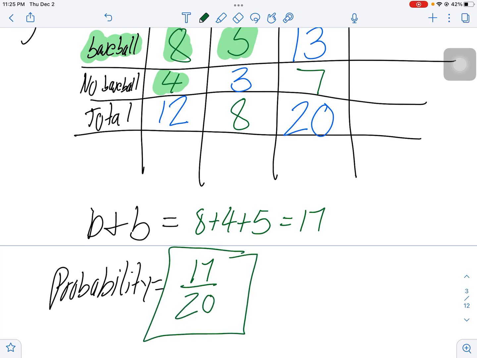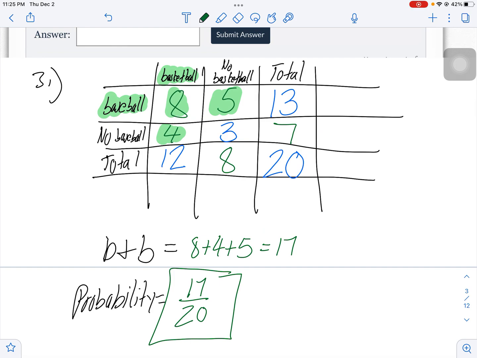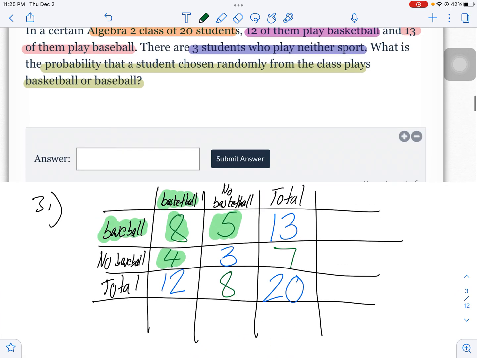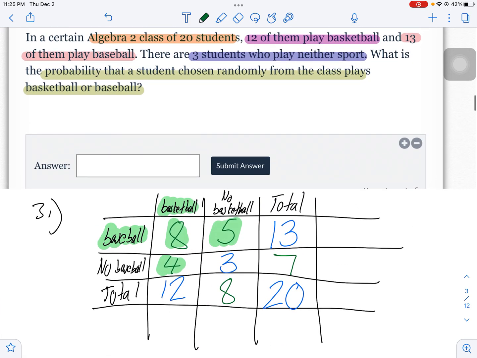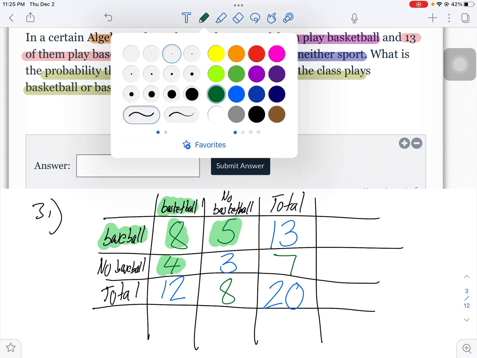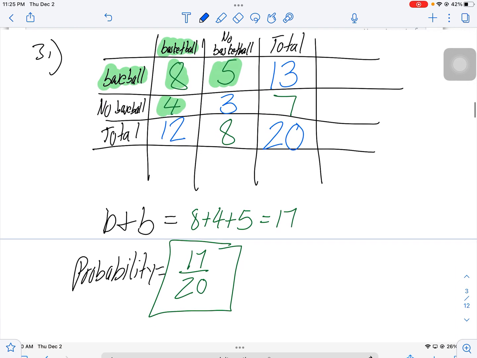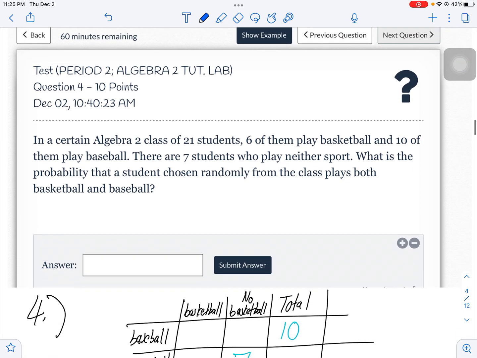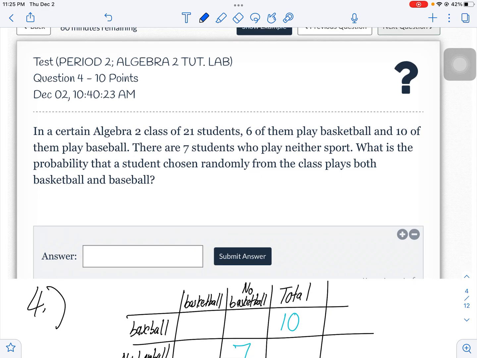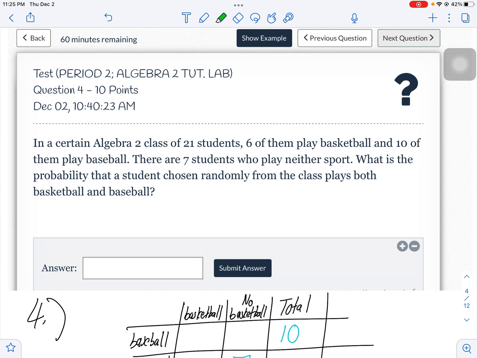So this is our probability, 17 out of 20. Now this was an OR problem with sports. Number 4 is another sports problem, but this is an AND sports problem. So let us highlight here.